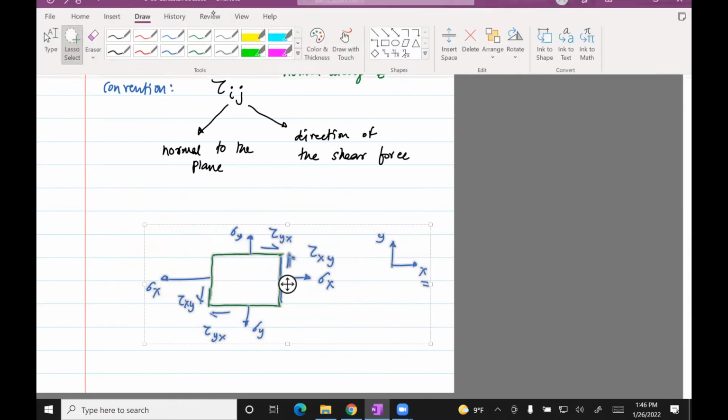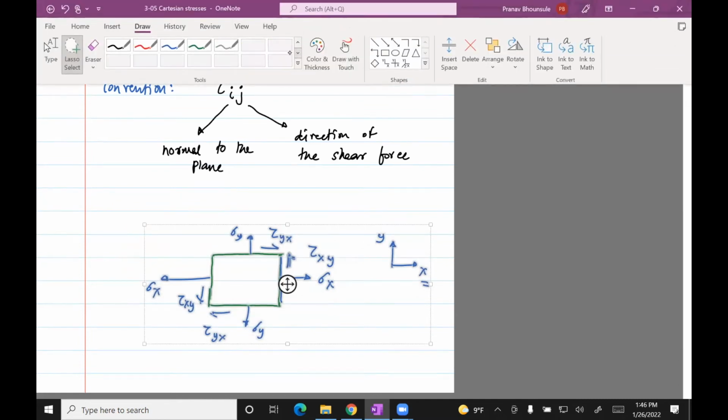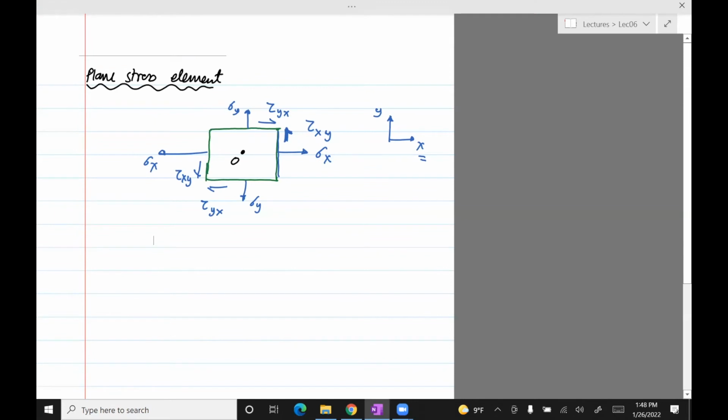Okay, so what I've shown here is actually known as a plane stress element. Stress element, and this is the one which we'll be using throughout the course. In fact, what we'll do is when we have a general 3D object, we'll look at plane stresses for one plane, xy plane, xz plane, yz plane, and that's how we'll be analyzing things.